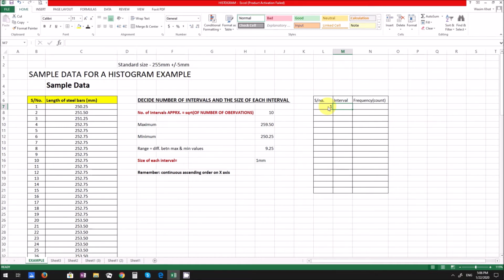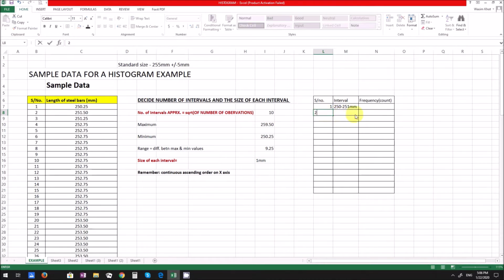As we know, we will start from 250 mm to, and the size of each interval is 1 mm. So let's say 250 to 251, 1 mm, right? Remember, continuous data means we don't want to miss any values. So the next interval will be 251 to 252 mm and so on.